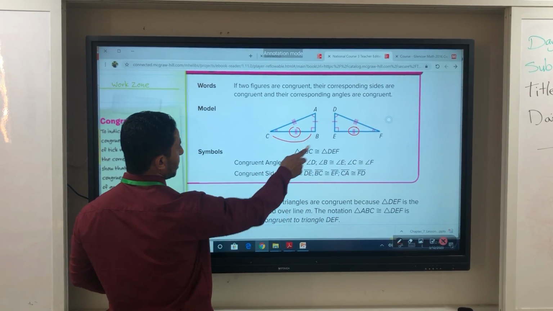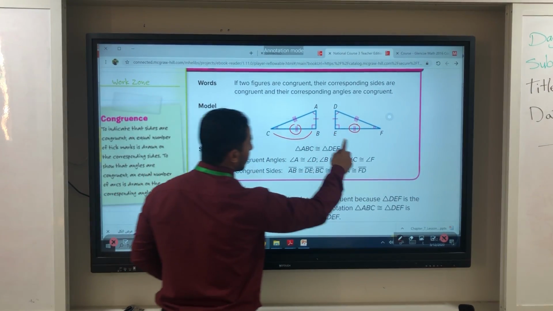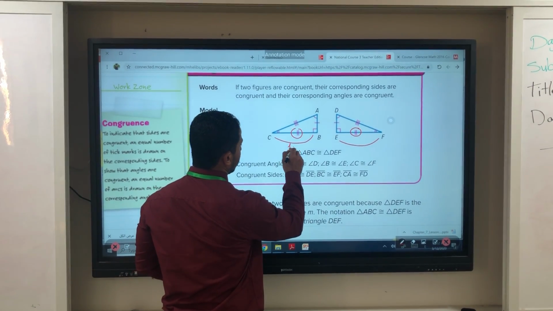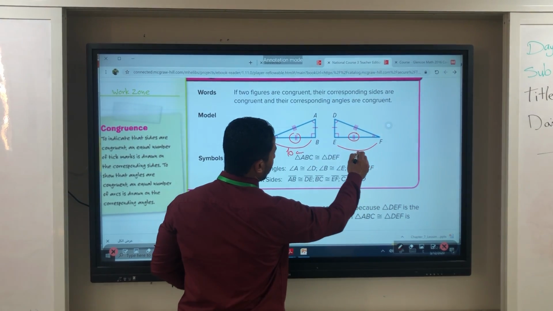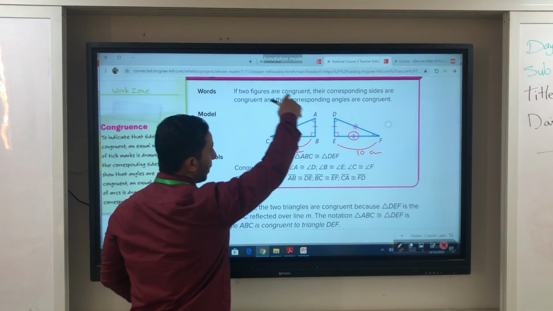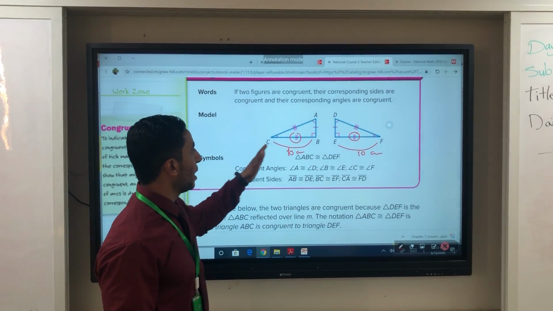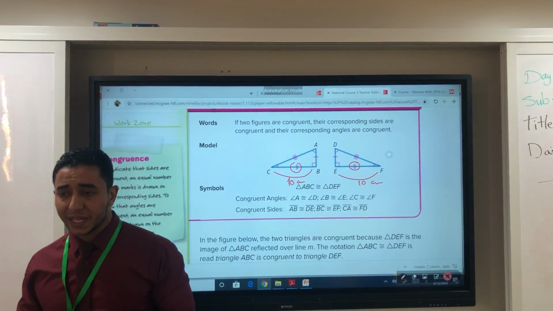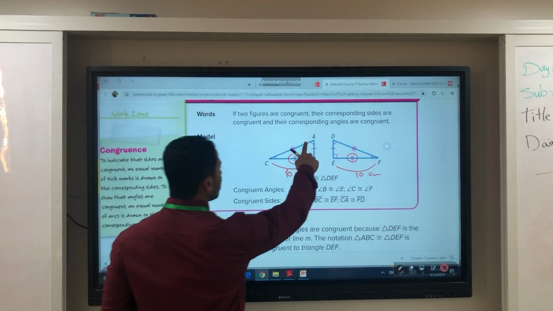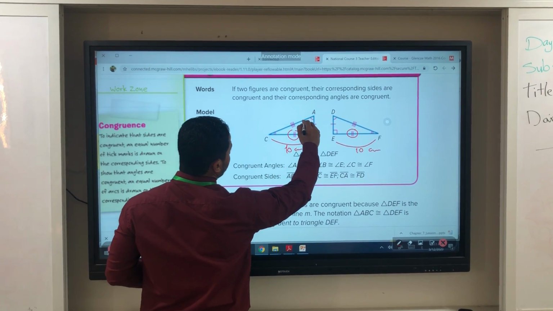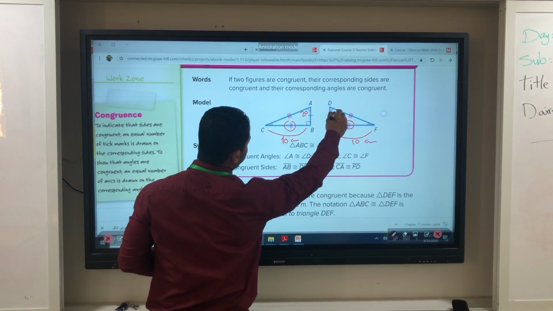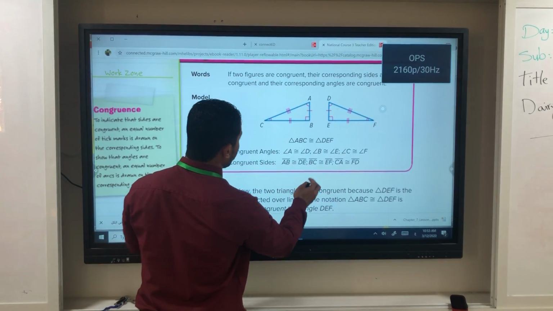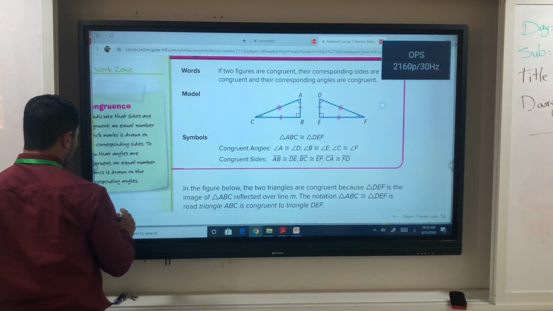So the length of CB equals the length of EF. If CB equals, for example, 10 centimeters, then EF equals 10 centimeters. If DF equals 5, then AC equals 5. If AB equals 2, then DE equals 2. And also, all angles are congruent. If angle A is, for example, 20 degrees, then angle D is 20 degrees also. The same. Good. Let's write the corresponding angles and corresponding sides.